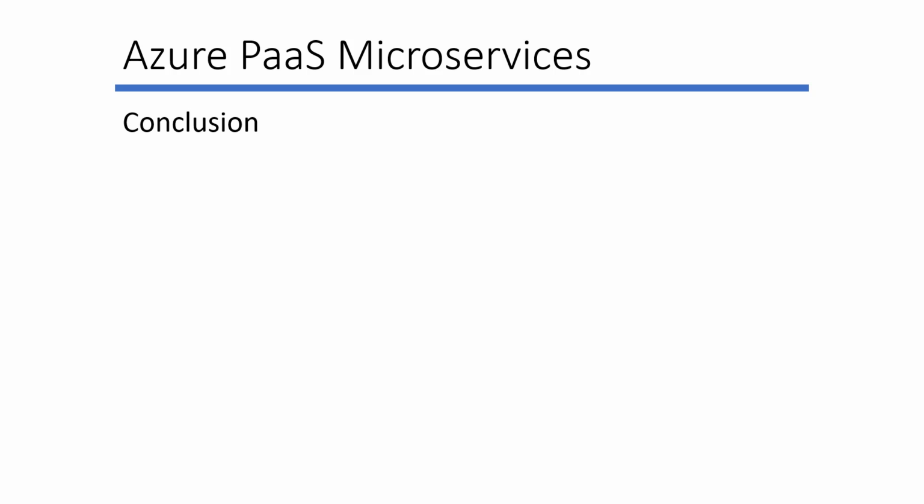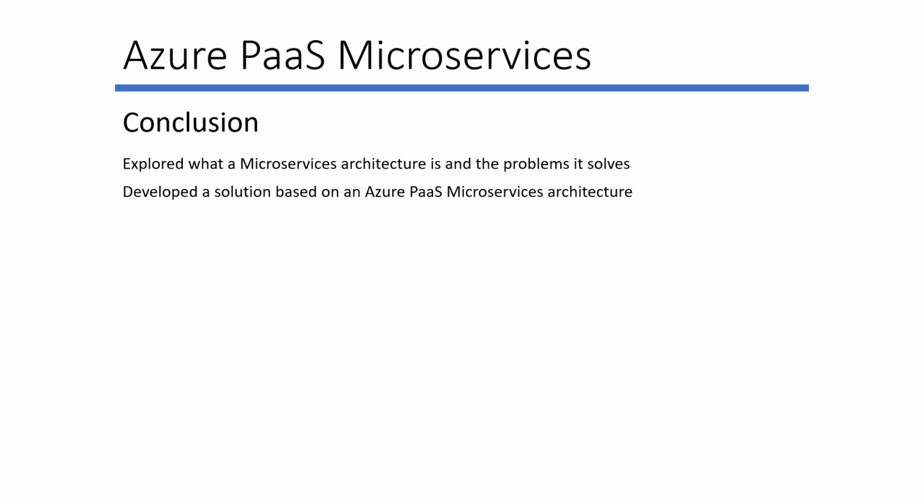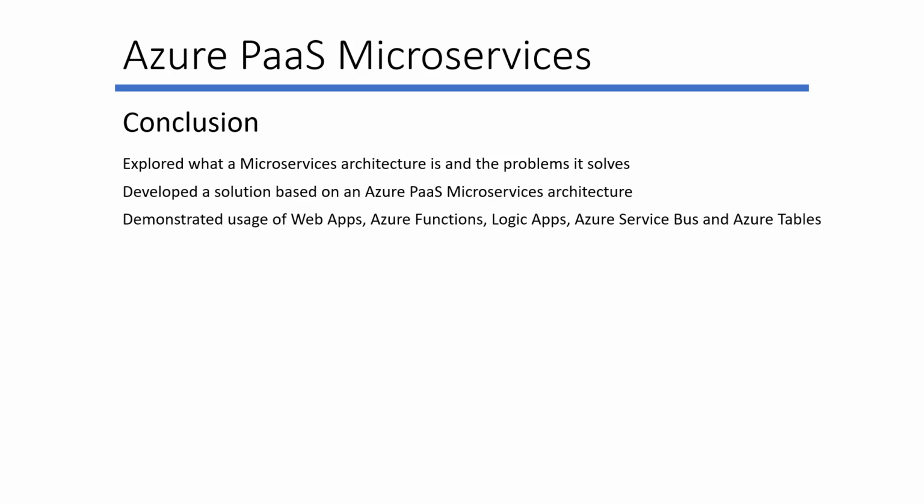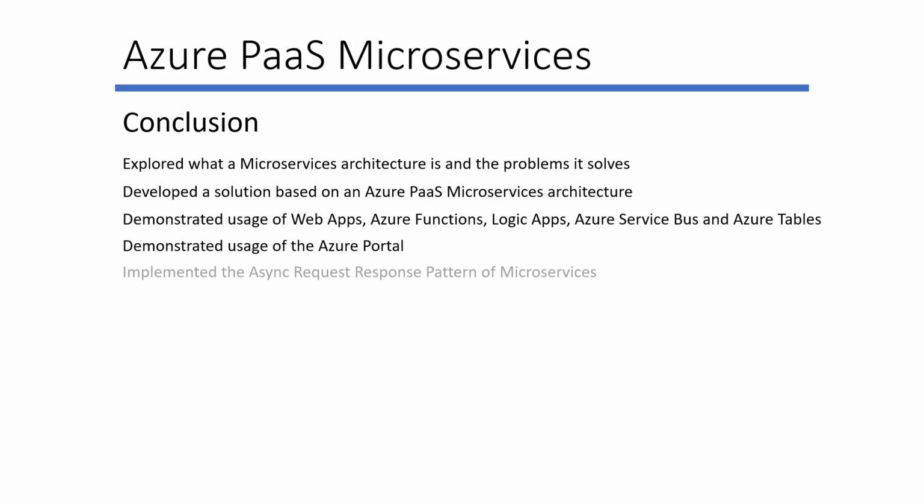Let's recap some important areas that we have covered. We explored what a microservices architecture is and the problems it solves. We developed a solution based on an Azure PaaS Microservices architecture. We demonstrated usage of web apps, Azure Functions, Logic Apps, Azure Service Bus, and Azure Tables. We demonstrated usage of the Azure Portal. We implemented the async request response pattern of microservices. We demonstrated Azure PaaS deployment from Visual Studio.